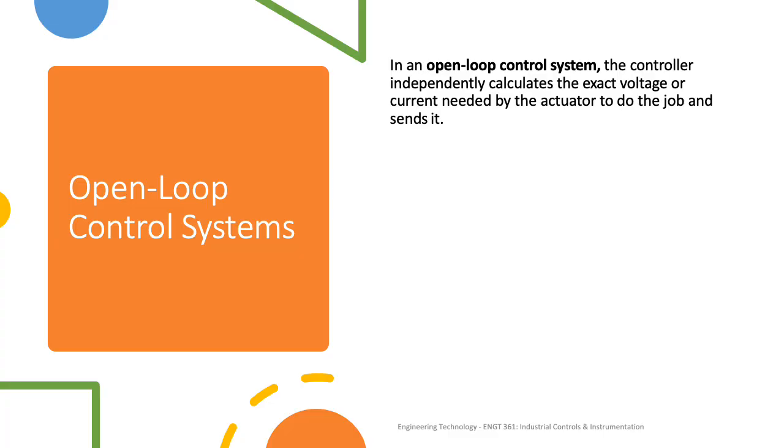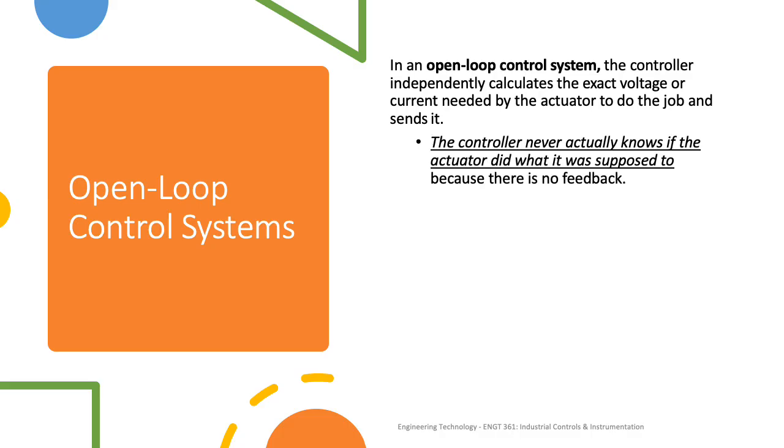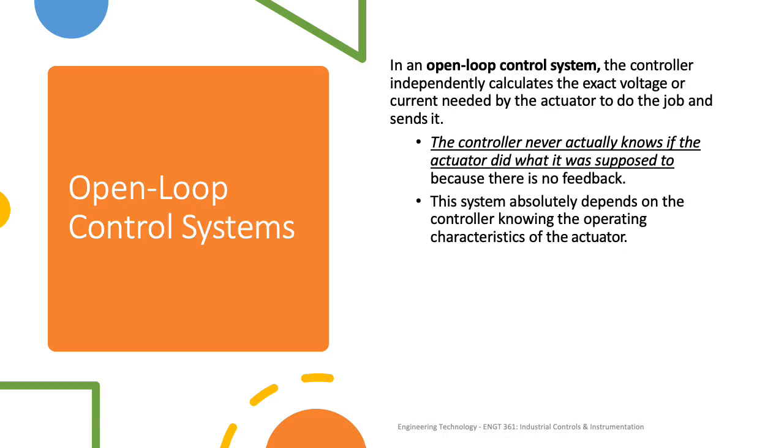In an open loop control system, the controller independently calculates the exact voltage or current needed by the actuator to do the job and sends it. With this approach, however, the controller never actually knows if the actuator did what it was supposed to do, because there's no feedback. This system absolutely depends on the controller knowing the operating characteristics of the actuator.